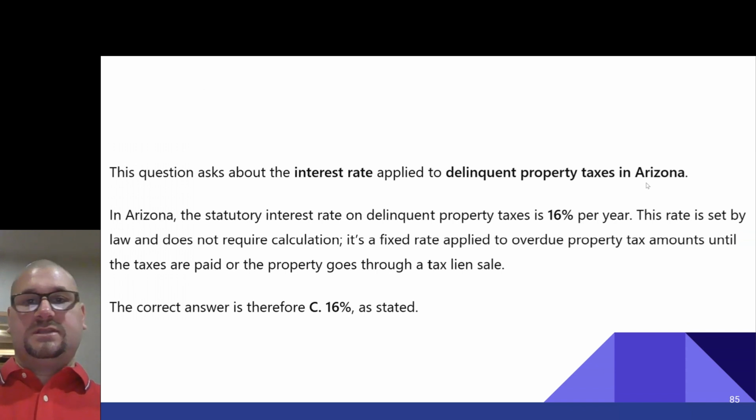So this question asks about the interest rate applied to delinquent property taxes in Arizona. In Arizona, the statutory interest rate on delinquent property taxes is 16% per year. This rate is set by the law and does not require calculation. It's a fixed rate applied to overdue property tax amounts until the taxes are paid or the property goes through a tax lien sale.